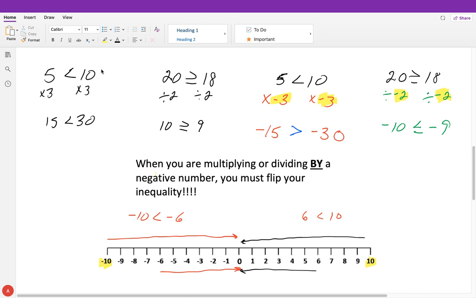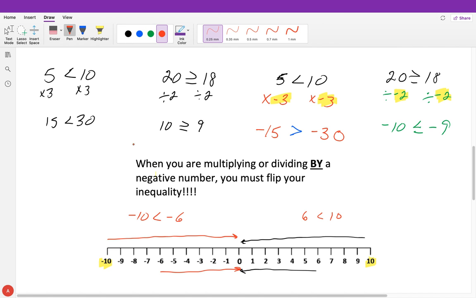I just wrote this out for you here, so you can write it down and understand this is super important. When you're multiplying or dividing, and this is the keyword, by a negative number, you must flip your inequality.